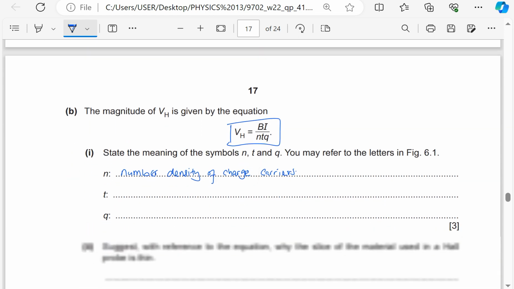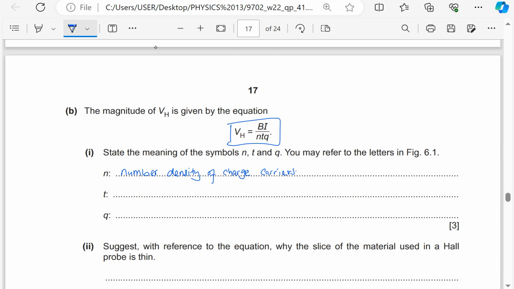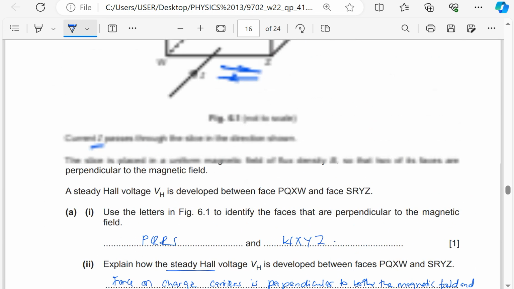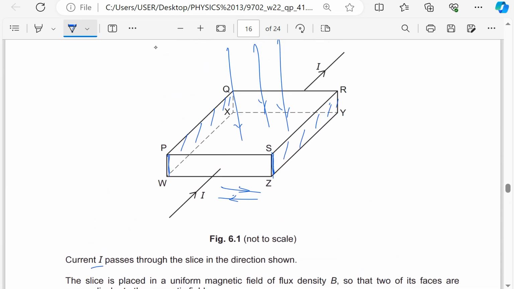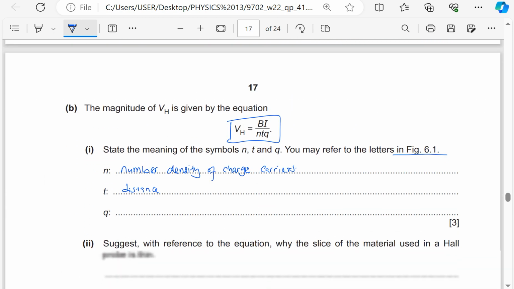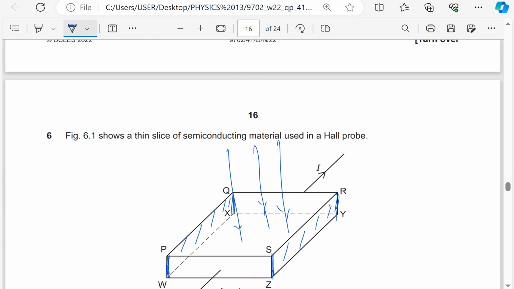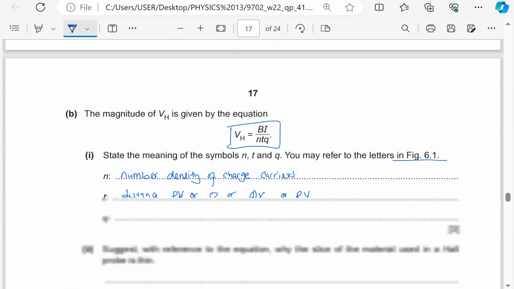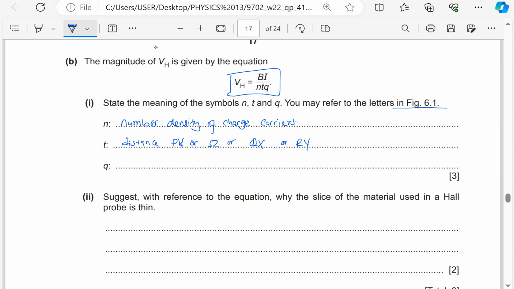Then t stands for the thickness. They said you may refer to the letters in the figure. So d is distance, t is going to be distance. I'll just choose one pair. So this is t here, either SZ, or it can be PW, QX, or RY. So t is thickness, which can be any of those distances. Of course, you don't write all those. Then what is Q? Q is the charge on each charge carrier.